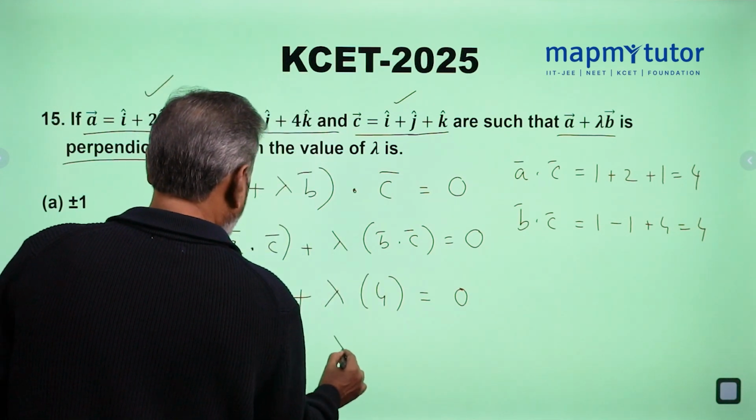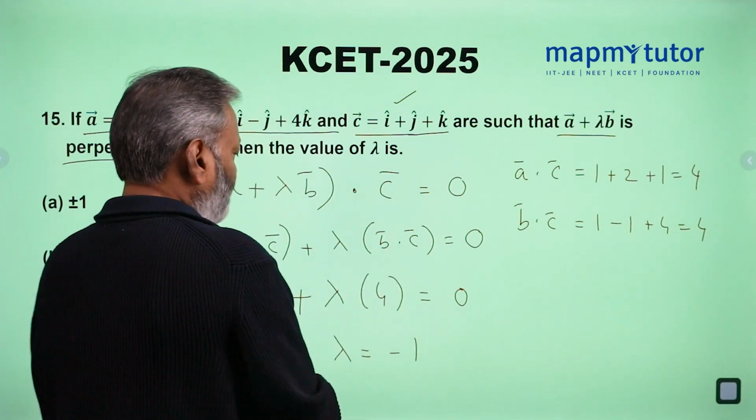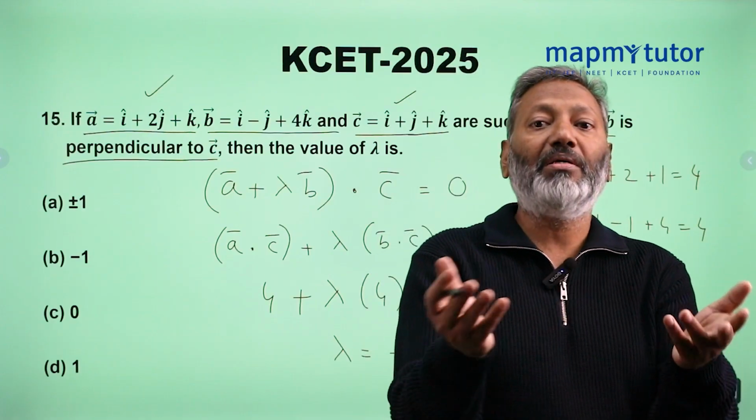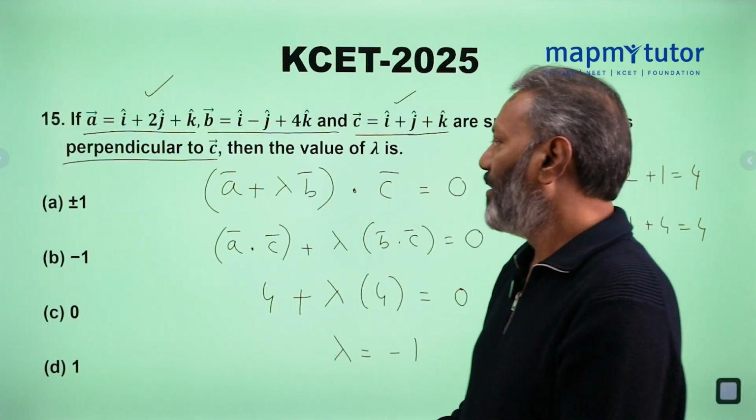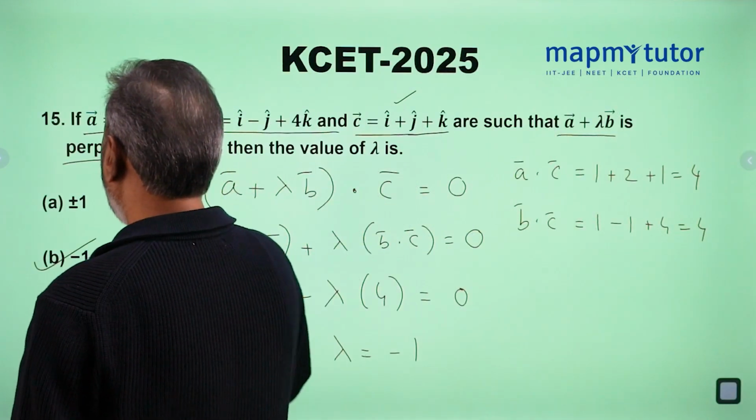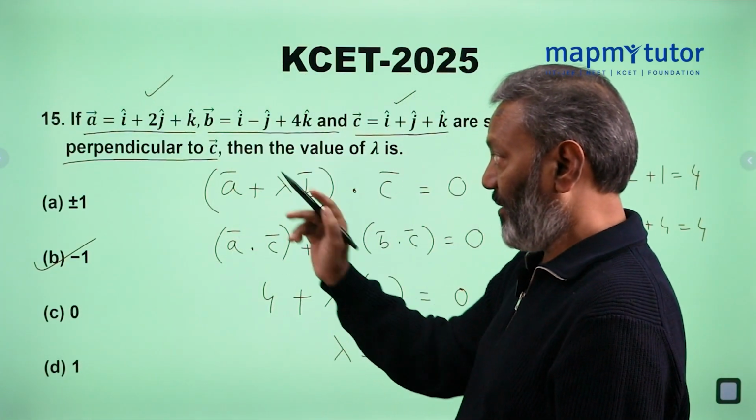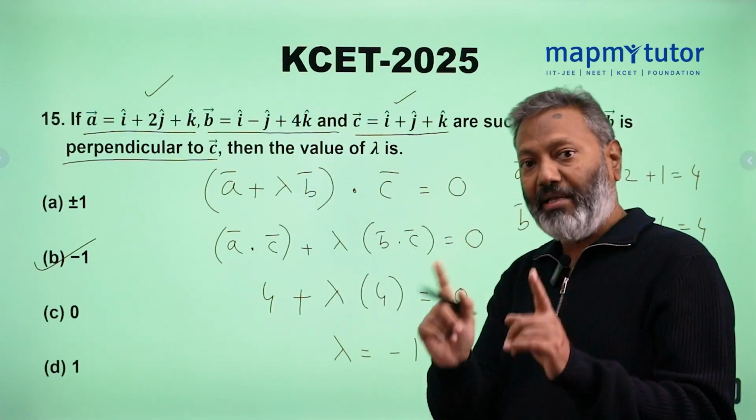And hence, lambda is minus 1. 4 plus 4 lambda equals 0. That means what? Lambda is minus 1. And option B is the only correct answer. Look at that, there is plus or minus. No, only minus 1 is correct.